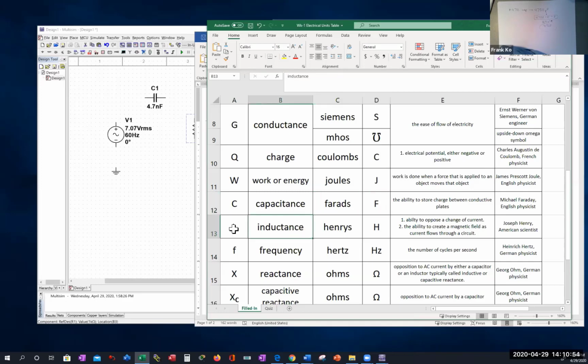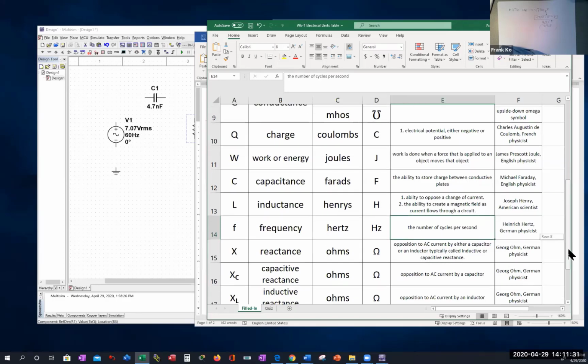Inductance is represented by the letter L, which you saw earlier. Units are in henries, and the symbol is a capital H. What is this? The ability to oppose a change in current, which was one of the definitions I've given you. In the other definition, the ability to create a magnetic field as current flows through a circuit or a wire. We talked a little bit about frequency before. Frequency is a lowercase f and measured in units called hertz, and the symbol is capital H, lowercase z. What does hertz mean? Number of cycles per second.